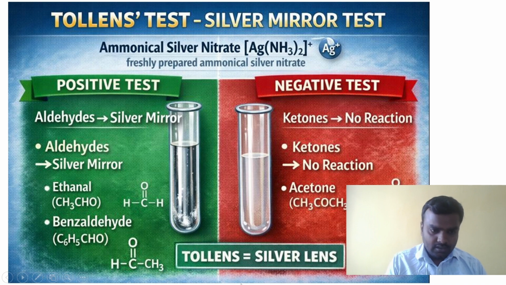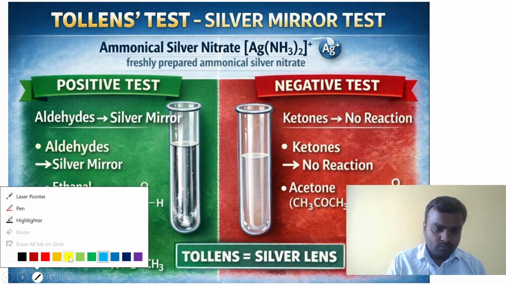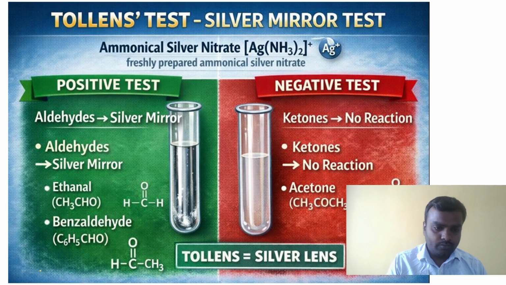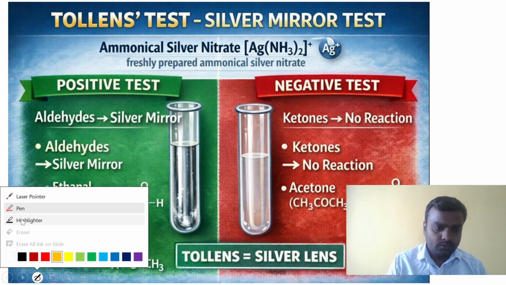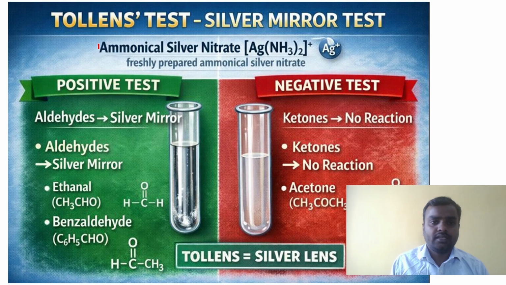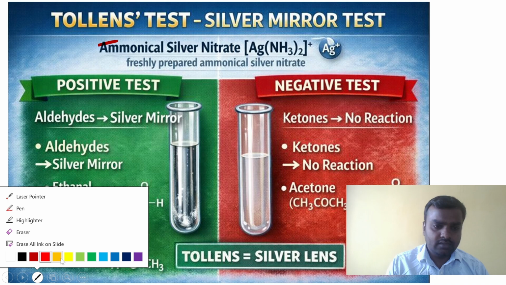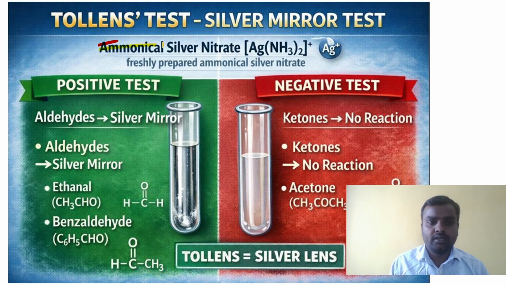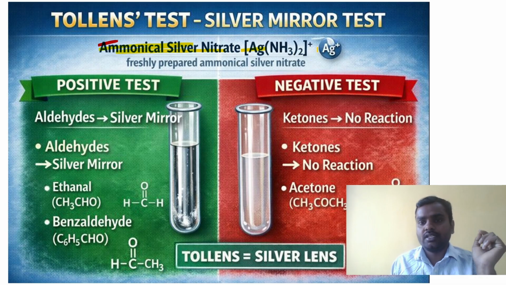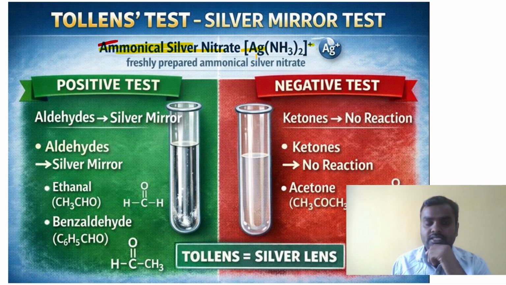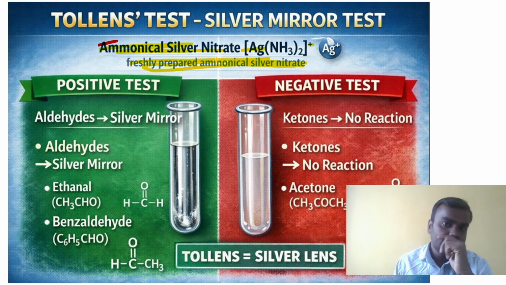So we can see this particular slide. Clearly, given what test, what kind of things will give? Tollens test, what will we take here? Tollens test will take silver mirror; ammoniacal silver nitrate we will take here. Ammoniacal silver nitrate, that is Ag(NH3)2 with silver in the positive one state. A freshly prepared ammoniacal silver nitrate, this one. We should prepare it freshly, otherwise it will not be that active, means not good.